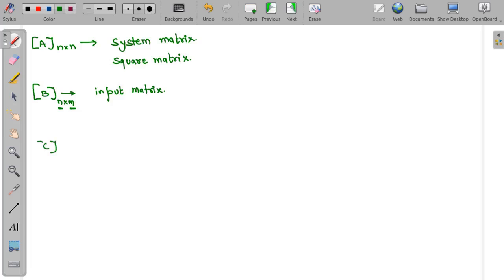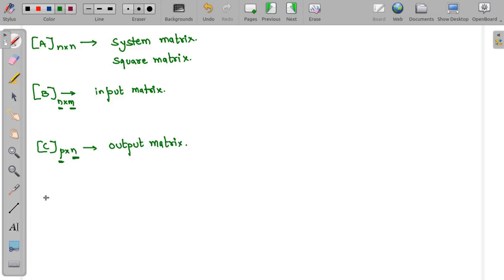Next we have a C matrix. You can see its order is P cross n. This is known as your output matrix. This matrix basically defines the relationship between the output and your states.